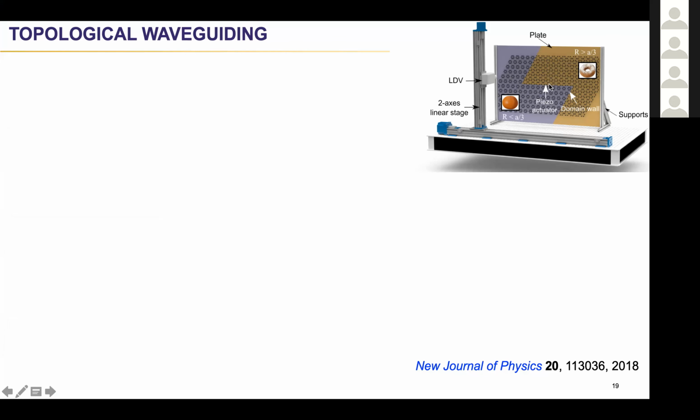And then we measure the out-of-plane or the flexural vibration of the plate using a laser Doppler vibrometer, point by point on the plate. So we move this two-axis linear stage. Okay. And so that's how you obtain the movie with the localization of the... Exactly, exactly. Okay.